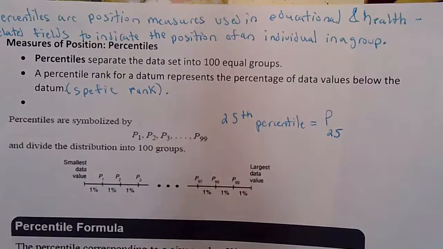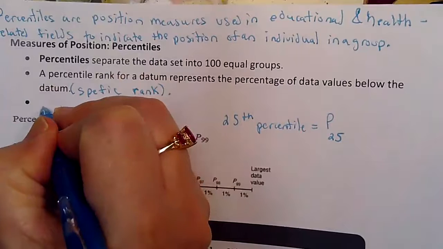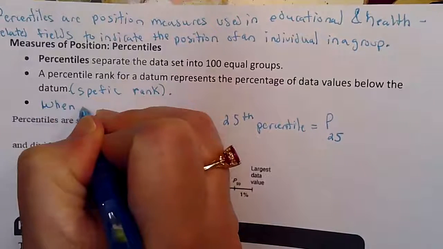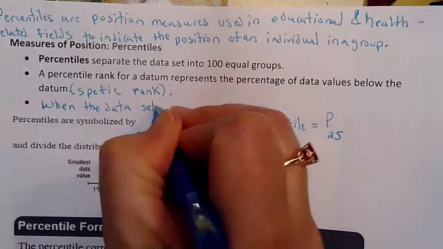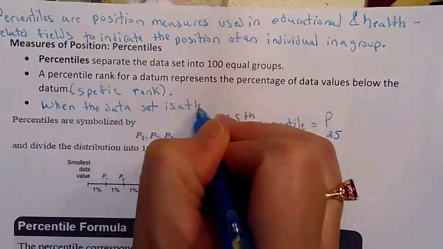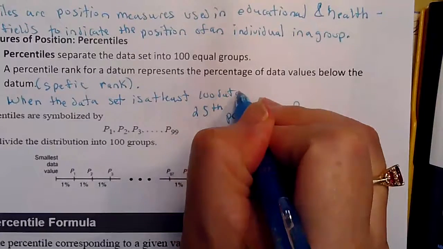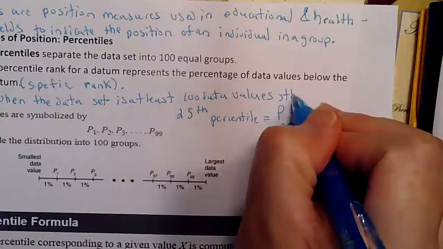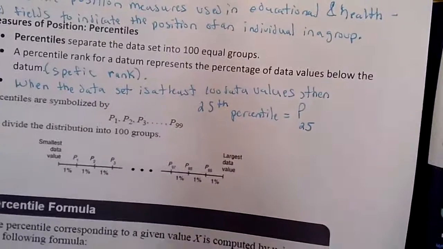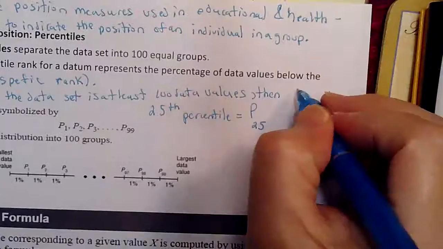The other thing, I have a note here. I'm going to add this right here, this extra bullet. I'm going to say that when the data set is at least 100 data values, then better results are yielded.